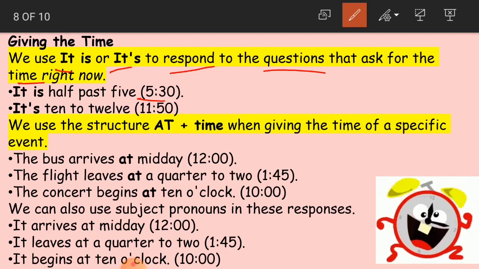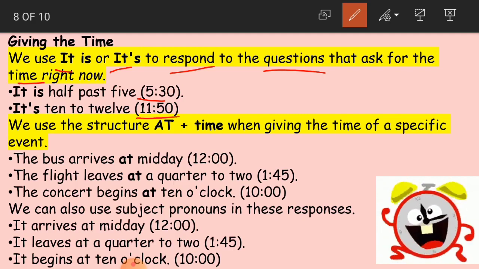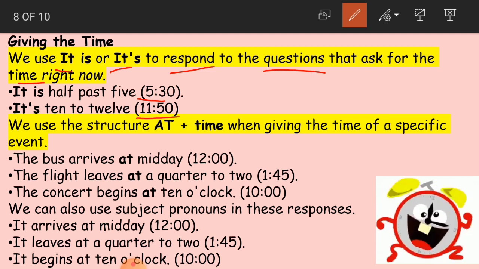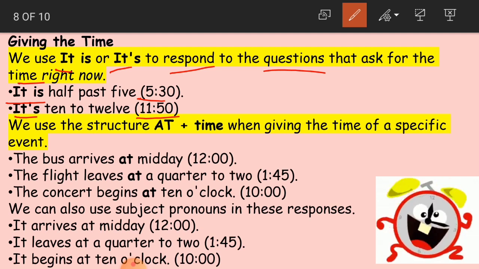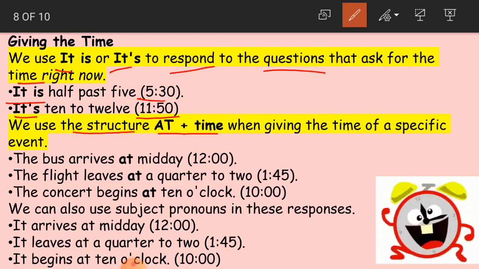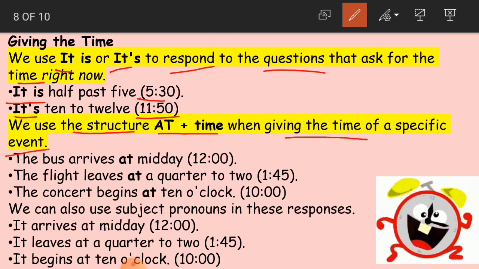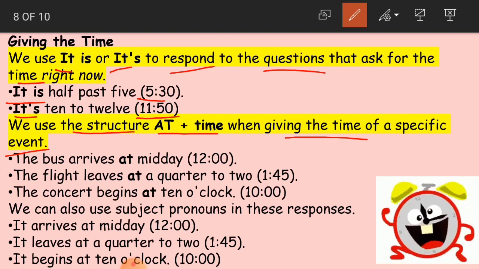Okay children, if it is 11:50, it's 10 to 12. So we have already discussed such times children. Keep in mind, the only thing I want to tell you here is you have to use it is or it's. Okay, and we use the structure at plus time when giving the time of a specific event. So when somebody asks you a question, you are going to answer it is.